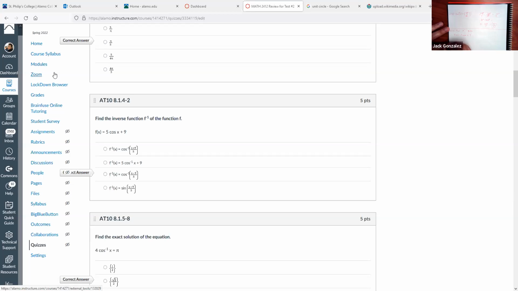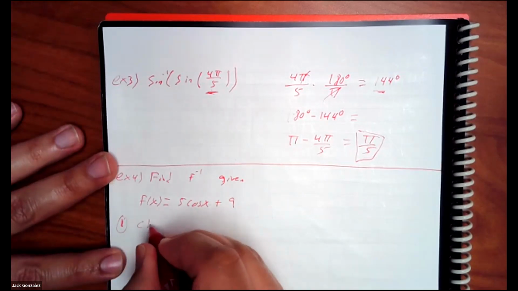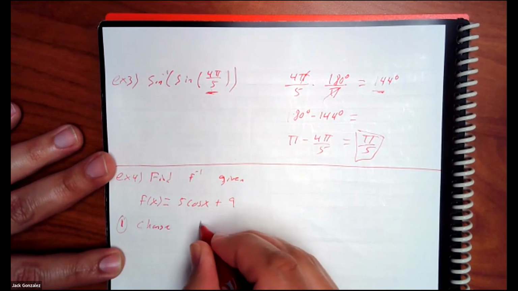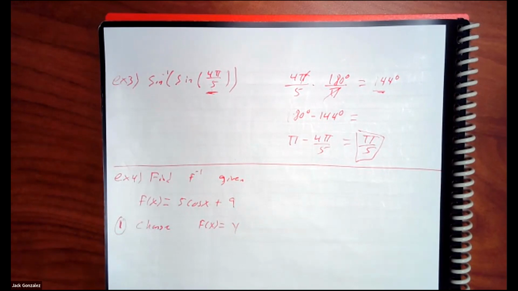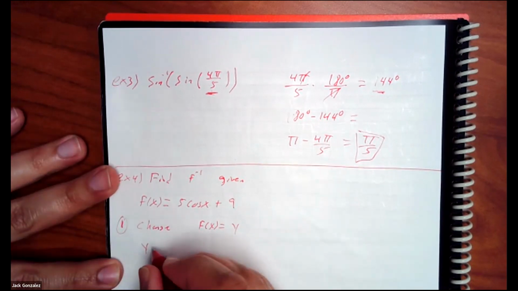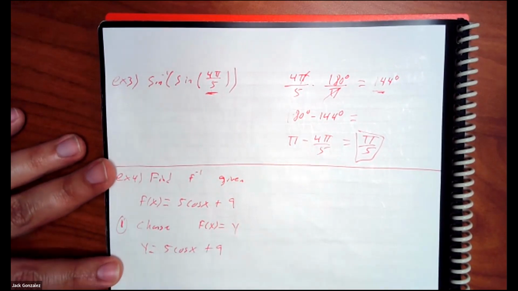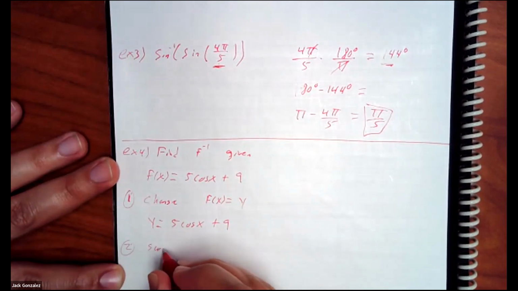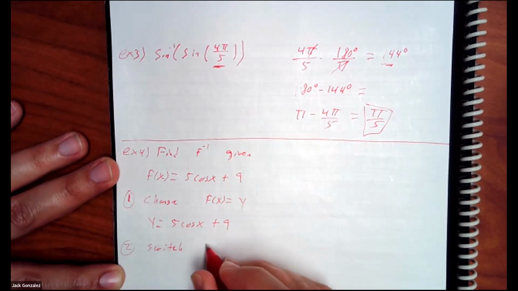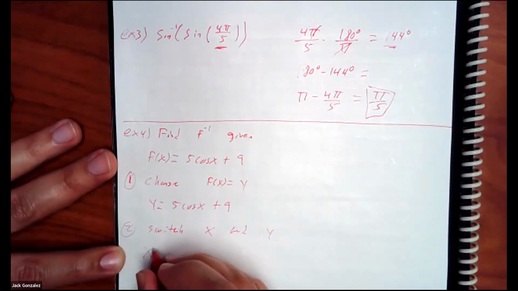So I don't know if you guys remember the rules for finding inverses or not. Let me switch back. Step 1, change f of x to y. That's the first thing. So you get y equal to 5 cosine x plus 9. Step 2, switch x and y. So this becomes x, this becomes y.